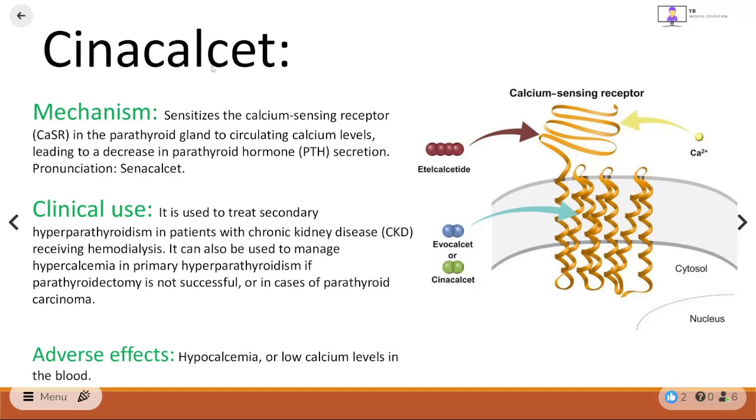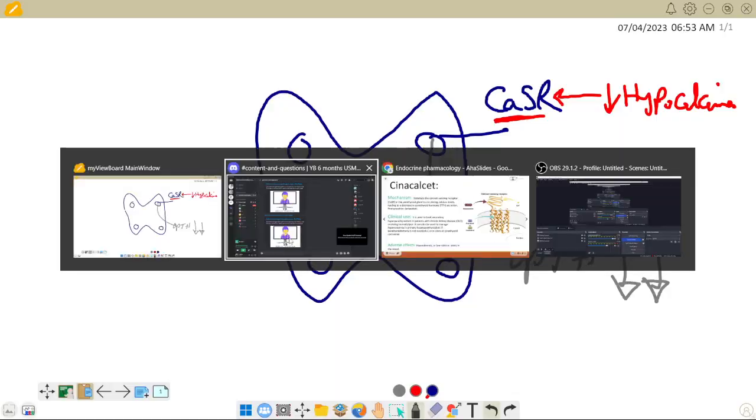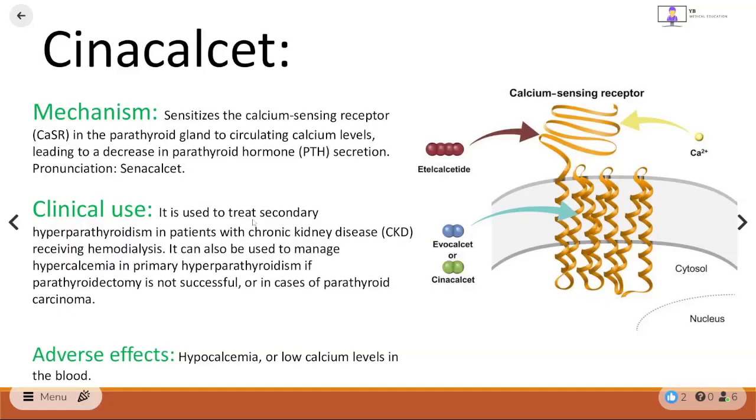So cinacalcet basically inhibits that calcium sensor receptor. Here it is. So it sensitizes the calcium sensing receptor to the circulating calcium levels, so they don't feel the hypocalcemia anymore. So they lead to decrease in parathyroid hormone release. Okay. And in clinical use, it's used to treat secondary hyperparathyroidism in patients with chronic kidney disease. So patients with chronic kidney disease have chronic hypocalcemia, so they have continuous release of parathyroid hormone, to the point that they lead to renal osteodystrophy, right?